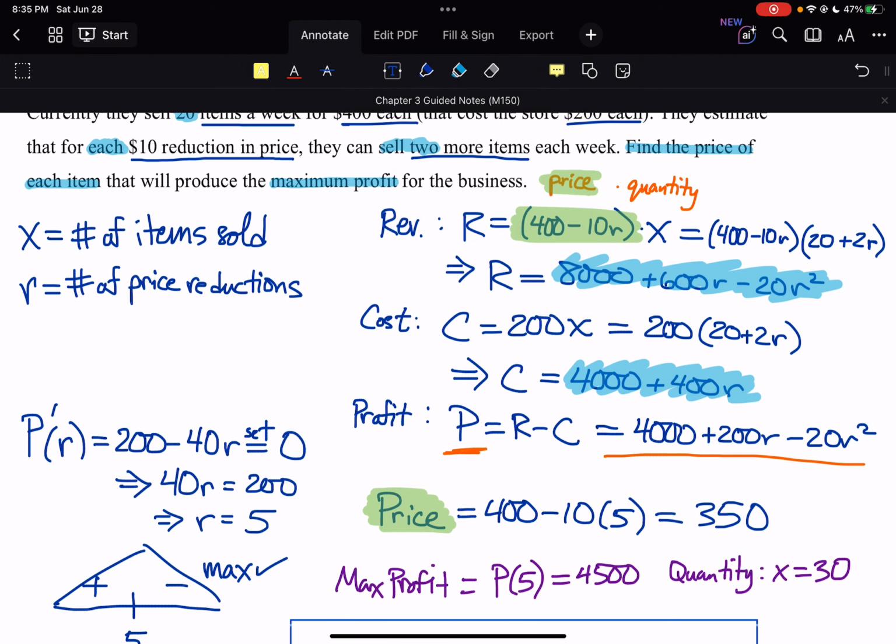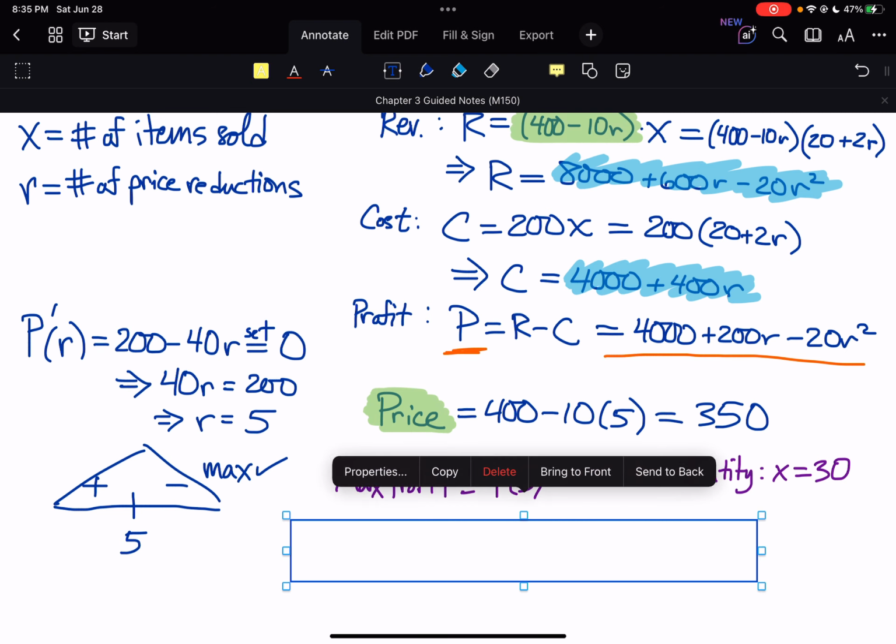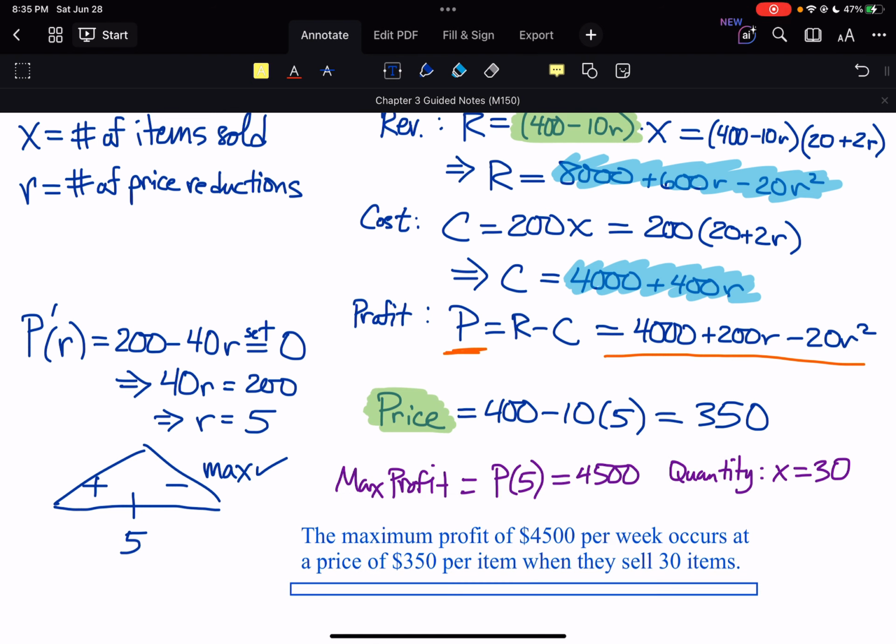Right. So now our conclusive statement. The maximum profit of $4,500 per week occurs at a price of $350 per item when they sell 30 items. Again, what the question was really searching for was this price per item. So that's the key takeaway here. But again, if it had asked for any of those other things, we could also have determined those as well.